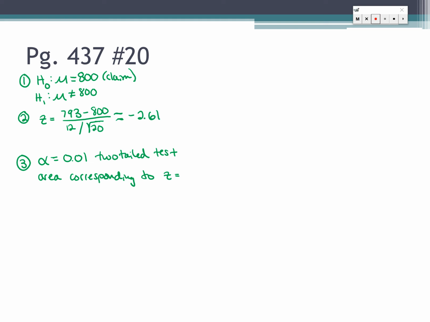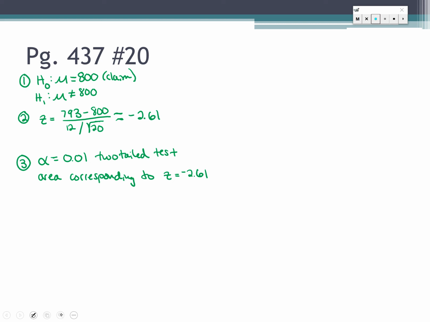Round to the nearest hundredths, that's what the table in our book is limited to. If you use a calculator to find the area, yeah, you could go more decimal places, but then you're probably going to be a little bit off when you check your answers for the practice questions. So we need the area corresponding to our test value of negative 2.61. Now it's your choice. If you want to use the table, you find where z is negative 2.61, find the area that matches up with that.